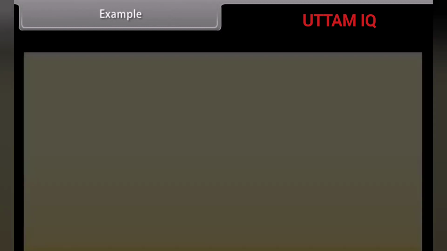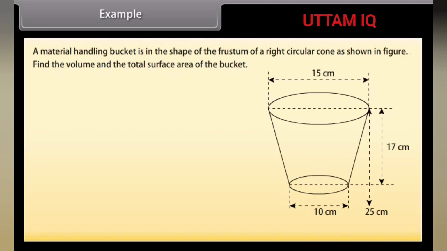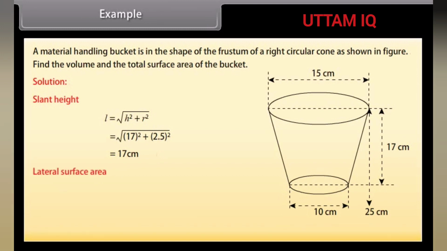Example. A material handling bucket is in the shape of the frustum of a right circular cone as shown in the figure. Find the volume and the total surface area of the bucket. Solution. We know that slant height L is equal to under root h square plus r square. Therefore, we get slant height is equal to 17 cm. Also, lateral surface area is equal to, substituting the values, we get lateral surface area equal to 670 square centimeter.